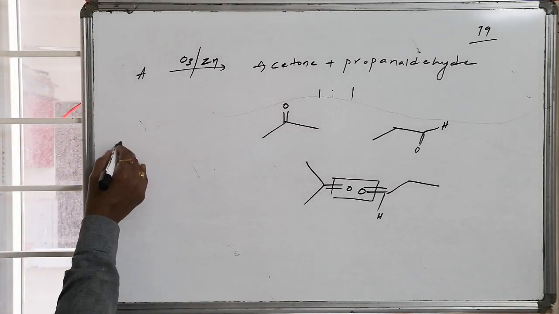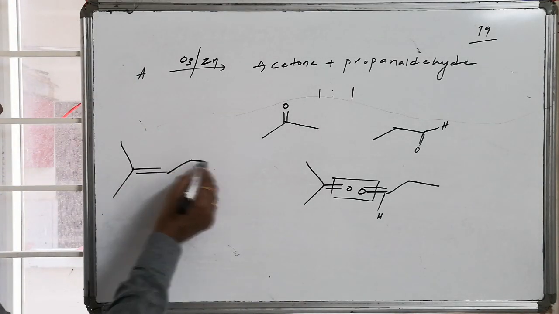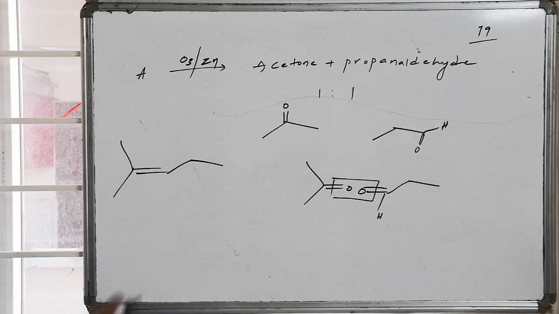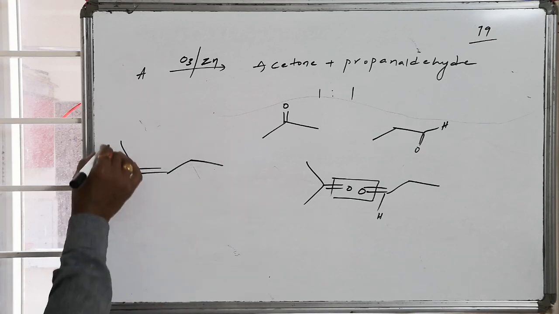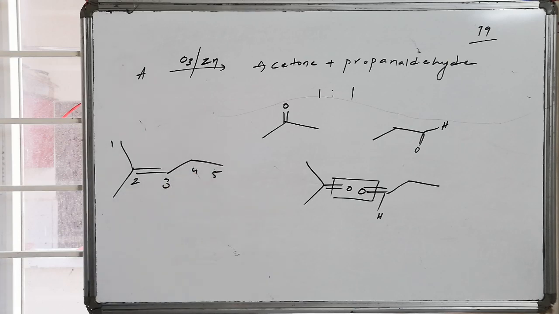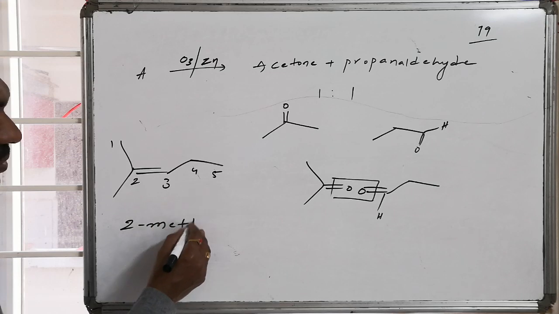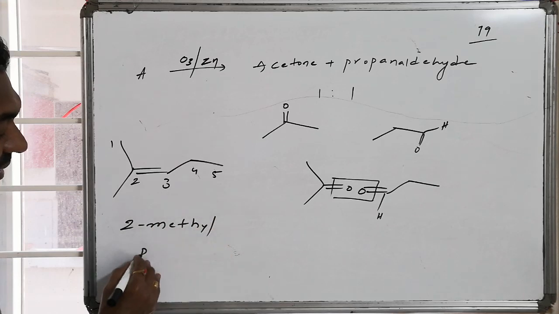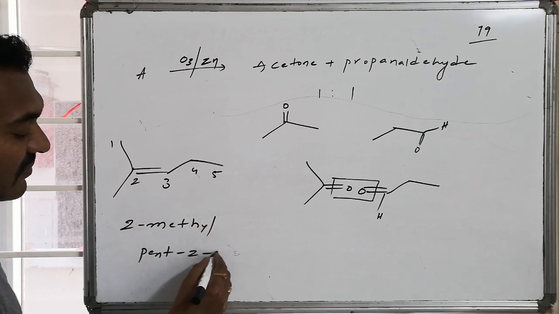Hence, the starting material that can result in this acetone followed by propanaldehyde is this one. Hence, the name of the compound: this is 1, 2, 3, 4, 5, that is 2-methyl pent-2-ene. 2-methyl pent-2-ene is the name of the compound.